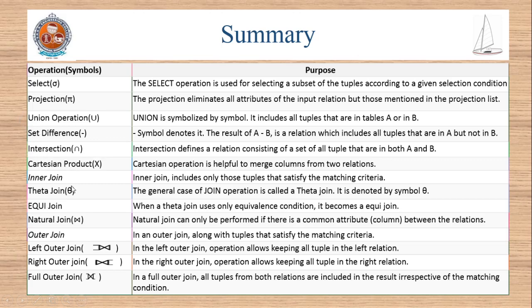And we have the other binary operations like inner join. In inner join we have theta, equi, and natural join. In outer join we have left outer join, right outer join, and full outer join. And the additional operation is division. Here in the summary, rename and division were not shown, but we have discussed them also.